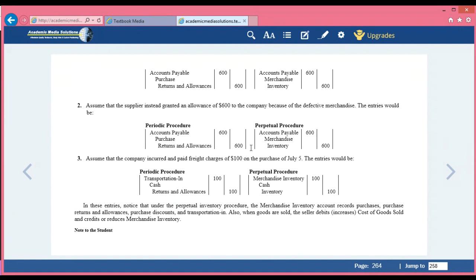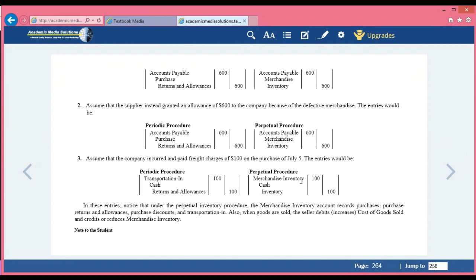Yeah, I don't know. I'm thinking an allowance or a return, either one, they're treated the same way. Okay, and on the freight charges over here, we called it freight in or transportation in and credit cash under periodic. And they included a return and allowance in there.